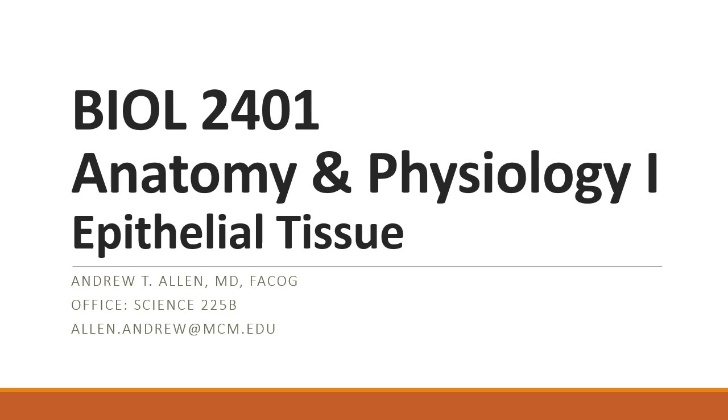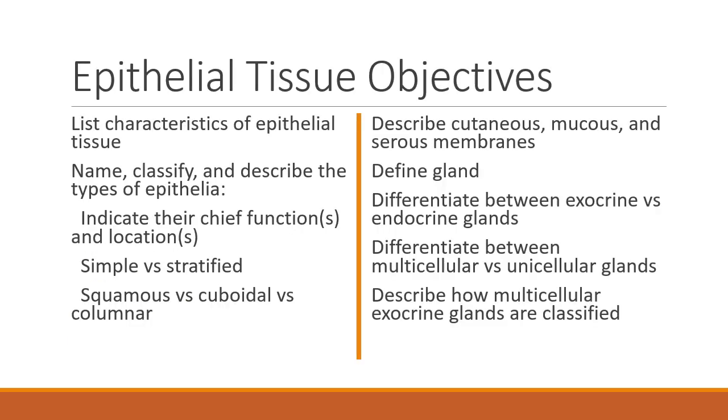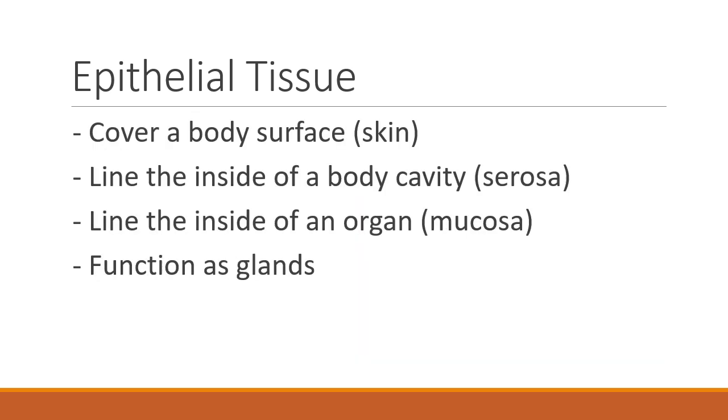All right, this is Dr. Allen. In this section, we're going to talk about epithelial tissue. Here's your objectives. I'm not going to read through them, but essentially we're going to talk about the characteristics of epithelial, list the different types of them, and then we're going to talk about various glands that are made out of epithelial tissue. And when we talk about epithelial tissue, there's kind of four generic things that it can do.